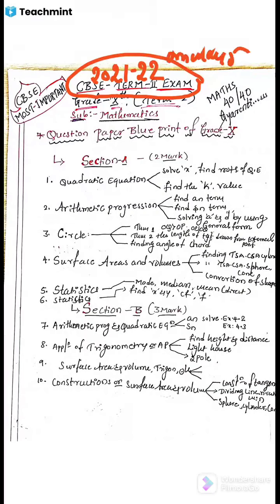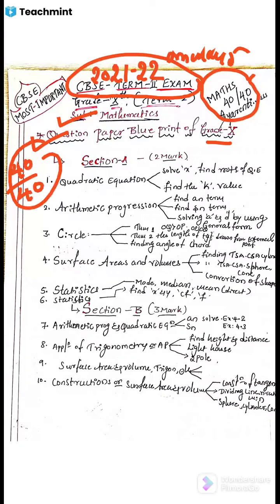So dear students, now we are discussing the mathematics subject. I give the complete information about the blueprint of the Grade 10 question paper. So how can we get smart work as a guarantee of sure marks? If you concentrate here, you will ultimately get 40 out of 40. I give the guarantee, dear students.